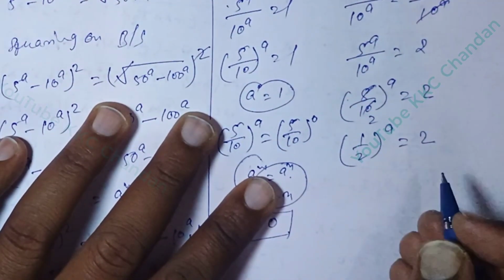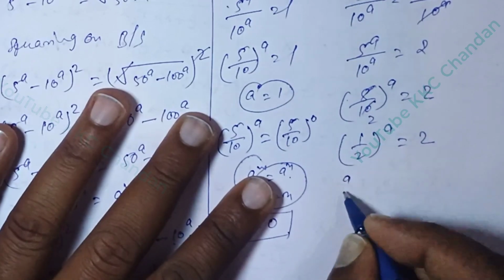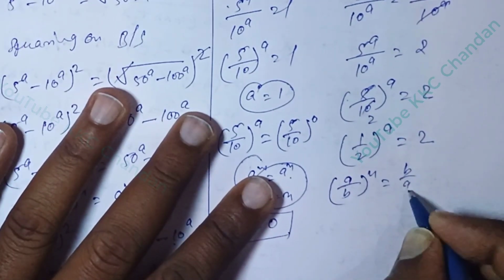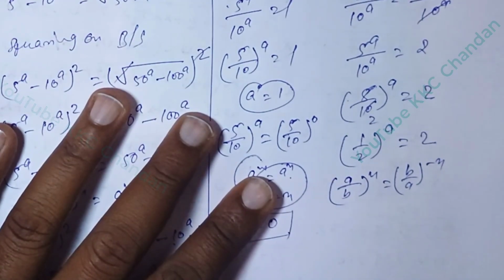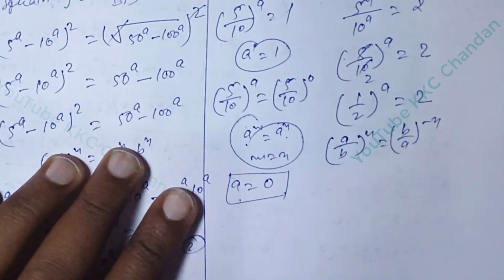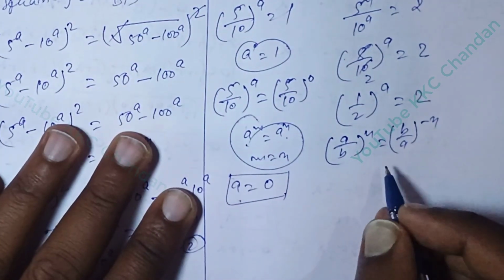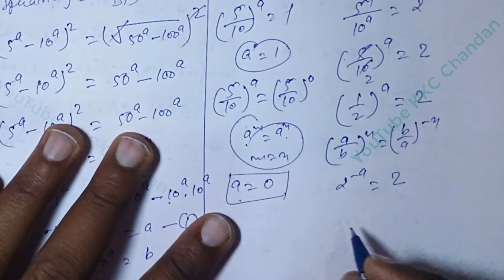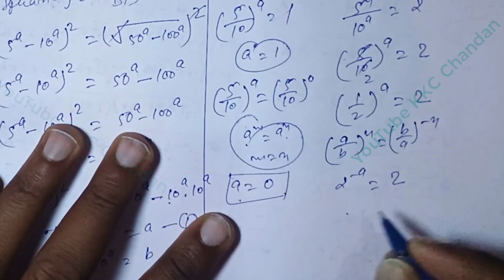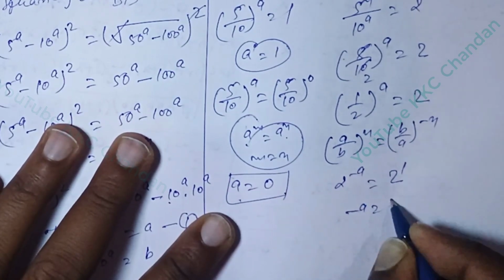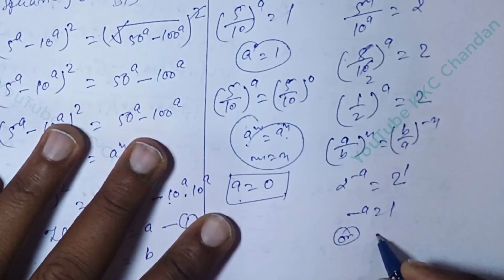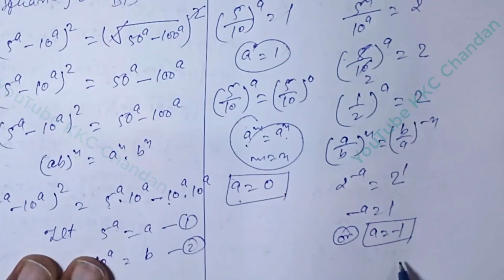Next step, we know that (a divided by b) whole power n will be written as (b divided by a) whole power −n. Next step, 2 power −a is equal to 2. Therefore −a is equal to 1, or that will also be written as a is equal to −1. This is the second value of a.